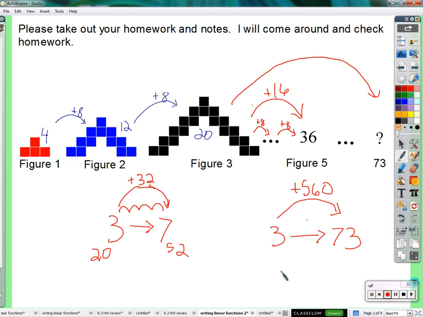Plus 560. No, how many squares are in figure 3? 20. Okay, 20 plus 560 is? 580. 580. Okay, do we feel like that settles the debate over 580 and 584?